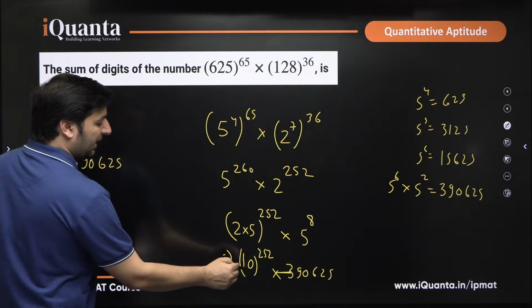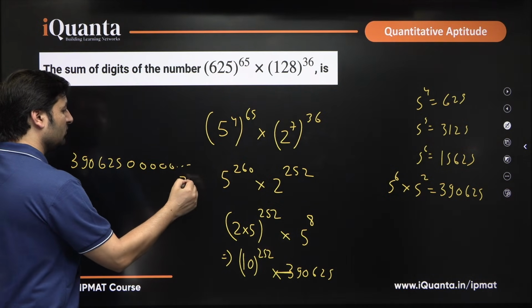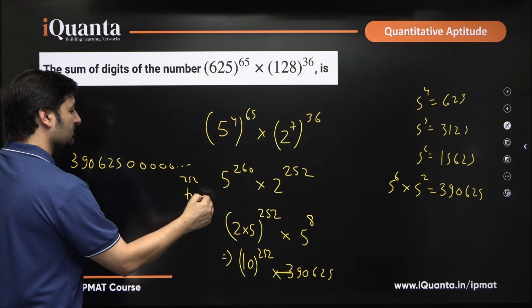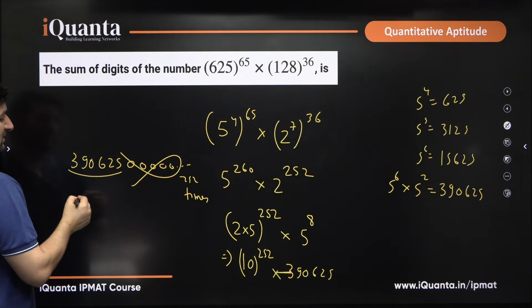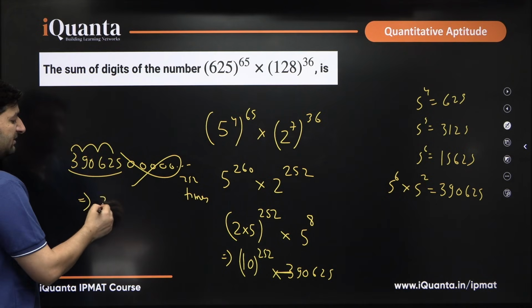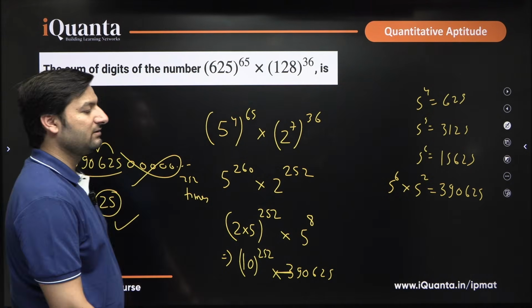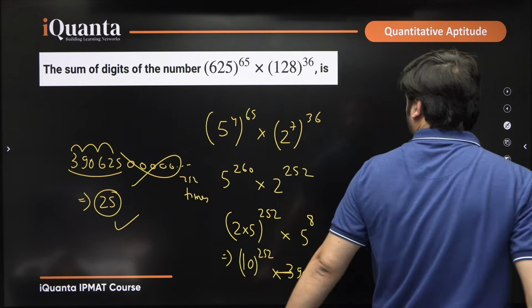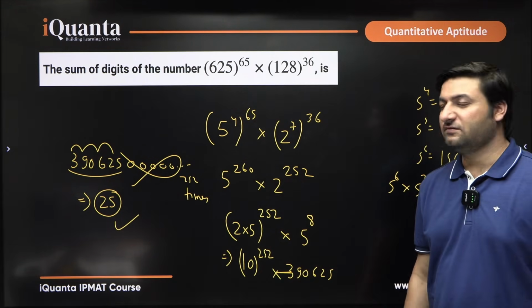What do you get? 390625, and then we just have to put a lot of 0s, 252 times here. Yes or no? These zeros will not be contributing to the sum of the digits, only these matter in the sum of digits. 3, 9, 12, 12, 6, 18, 18 plus 5 is 23, plus 2 is 25. 25 is the answer. That's the answer. Okay. This is a CAT PYQ and it was not that difficult.